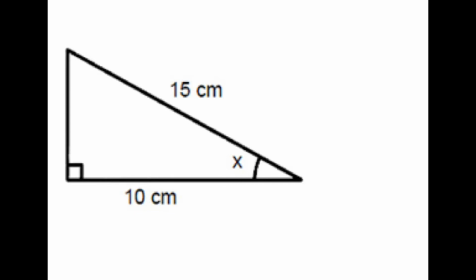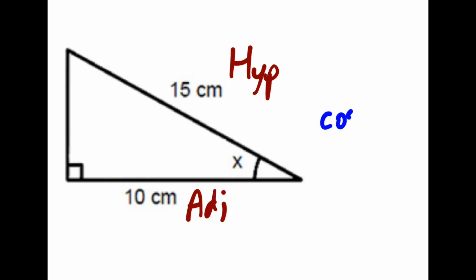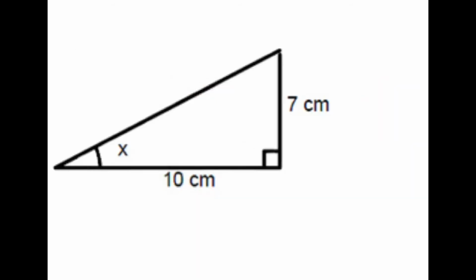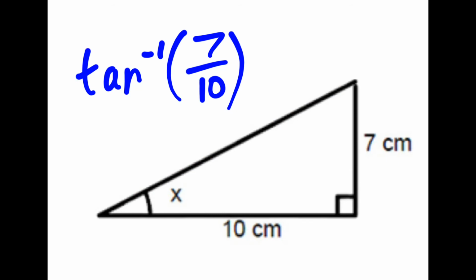Here's a cosine one. We know the adjacent and the hypotenuse side lengths, 10 and 15. We can find this by taking the cosine inverse of 10 over 15. Straight to the answer. Here's a tangent one. The ratio for tangent is opposite over adjacent. We plug that into the inverse tangent, we get right to our angle. 35 degrees will give us this ratio of 0.7.